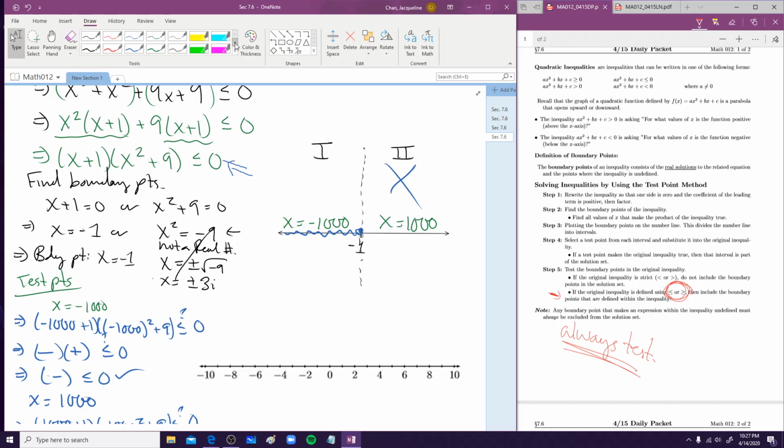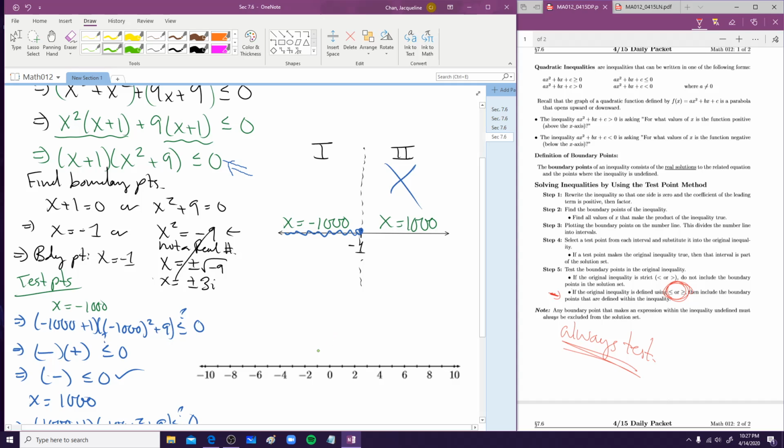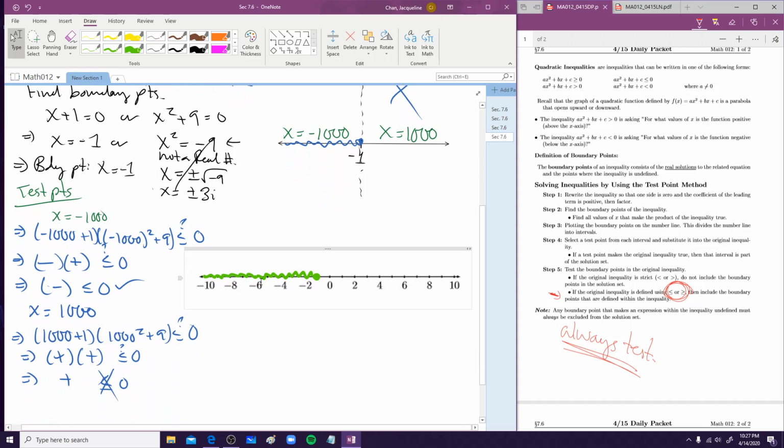So now the final step, we can't forget the final step. Even though I didn't write it, doesn't mean it doesn't exist. Gotta plot it. So we just have to plot one number, and it is included, and our solution is just all the stuff to the left. If I write this in interval notation, it's going to be negative infinity all the way to negative 1, with negative 1 included, because negative 1 does satisfy our inequality.